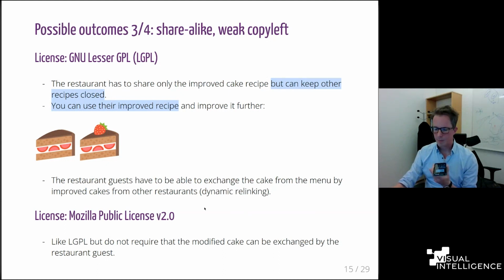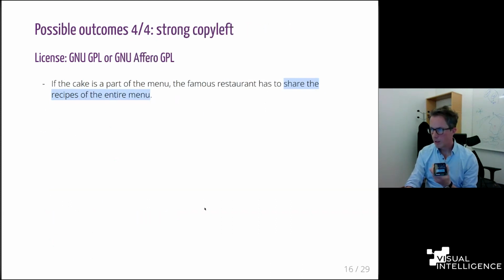And then there are some more technical details or differences between the Mozilla Public License and the GNU Lesser GPL. And then there is a stronger version, the strong copyleft, and two examples are the GNU GPL and the GNU Affero GPL, where if a famous restaurant takes my recipe and puts it on the menu, they have to share the recipes of the entire menu. So that's the strong copyleft version.